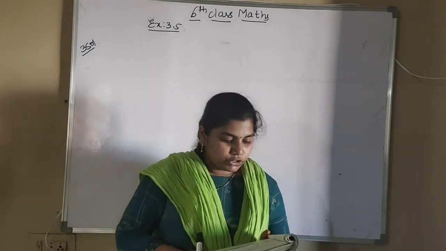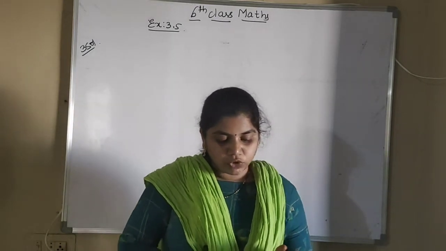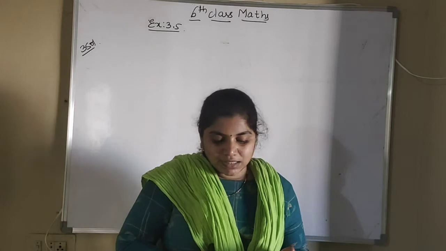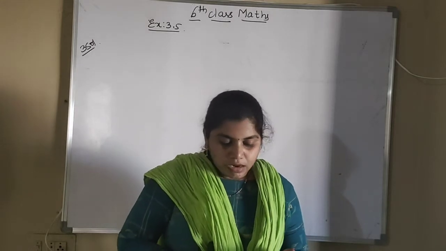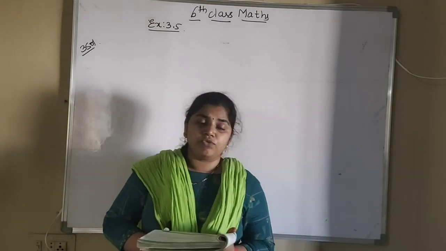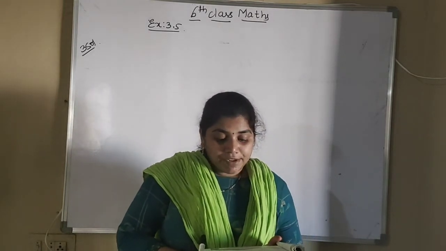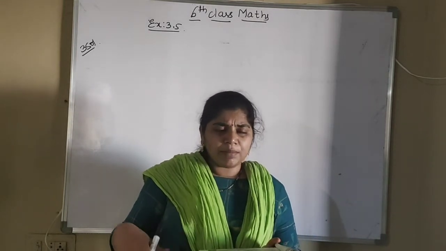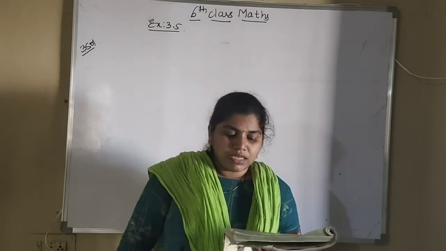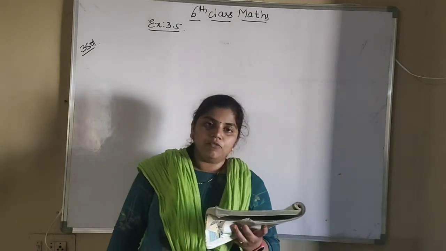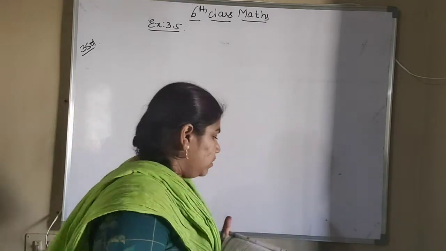Okay, now third question: find the smallest number which when added to 5 is exactly divisible by 12, 14 and 18. So we have to find the smallest number that when we add to 5 is exactly divisible by 12, 14 and 18. So do this.